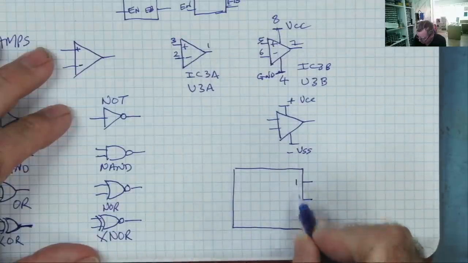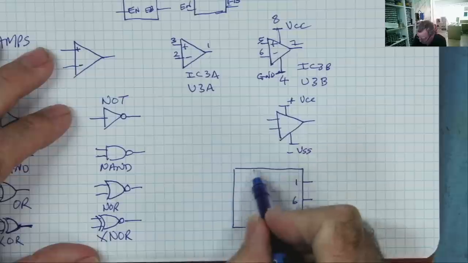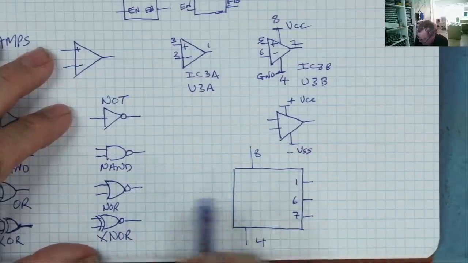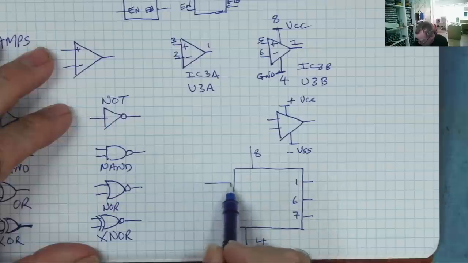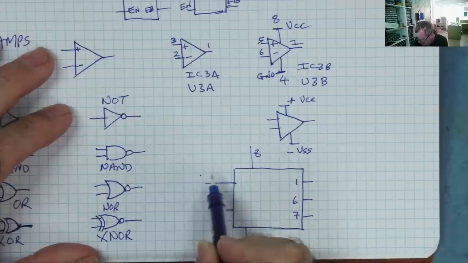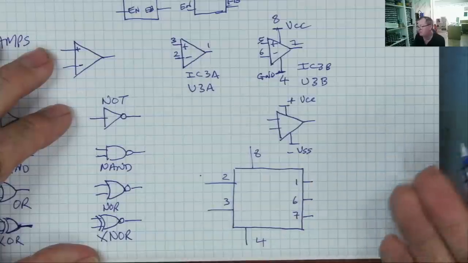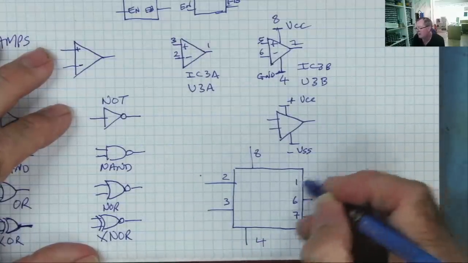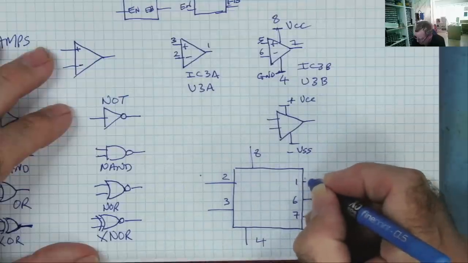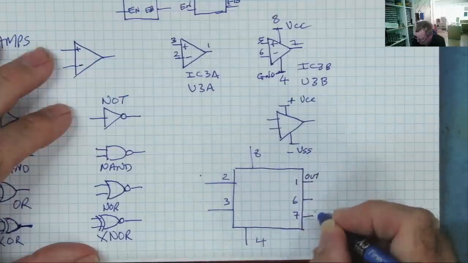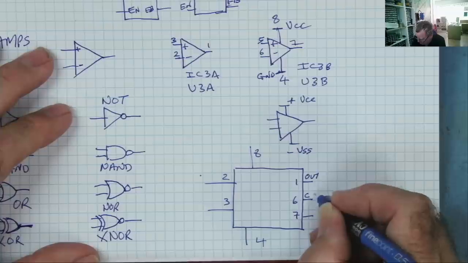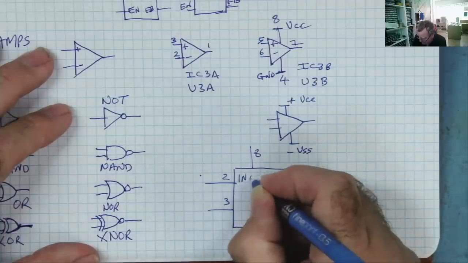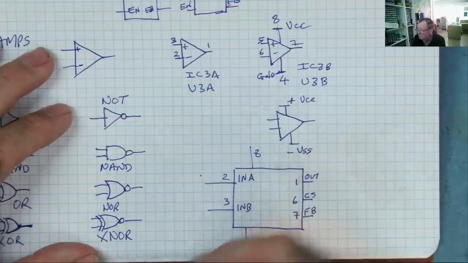So this could be pin 1, 6, 7, for example, 8, 4, what else do we have? 2, 3, yeah. 2, 3, this is typical for an IC. And these pins will normally have names. The numbers could be on the outside or the inside, and these will normally have names. So for instance, that could be out, this could be chip select, this could be feedback, this could be in A, input 1, in B, input 2, and so on.